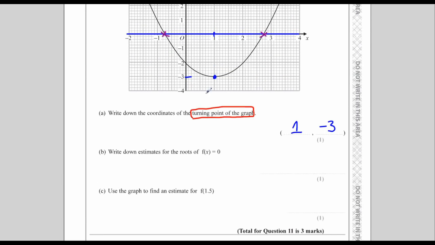Now it's saying estimates because we're trying to read it off a graph. So each little square is 0.1. So 2.1, 2.2, etc., 2.5, 2.6, 2.7, 2.8 is 1.